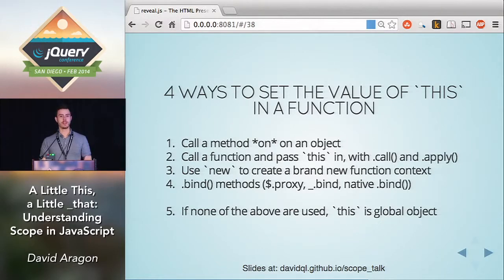There are 4 ways to set the value of this in a function. Number 1, call a method on an object, and this will be the object. Number 2, use .call and .apply to explicitly pass in the value of this. Number 3, use new, and this will start out as an empty object. And 4, you can use bind methods, either the native one or a multitude of third-party alternatives. An important thing to remember, though, is this little 5th rule that I've tacked on, which says that if none of these 4 rules are used, this will default to the global object.